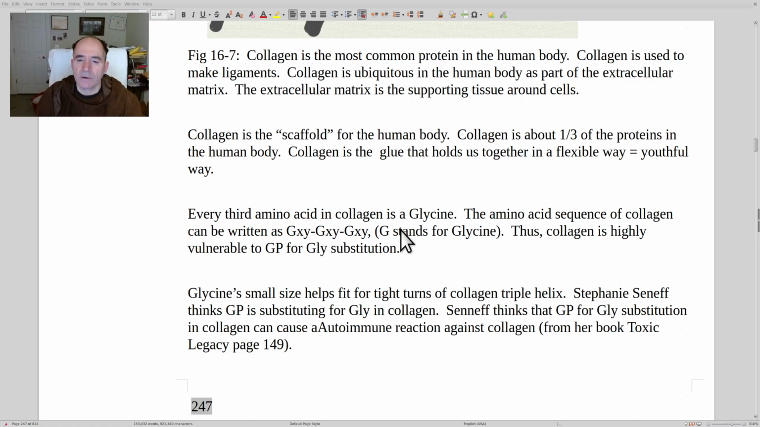Like I said, every third amino acid in collagen is glycine. And collagen is super important. It's your connective tissue. It's about 1/3 of the proteins in the whole human body. It's the most common protein in the human body. So if that's getting messed up with GP, you've got a real problem on your hands.